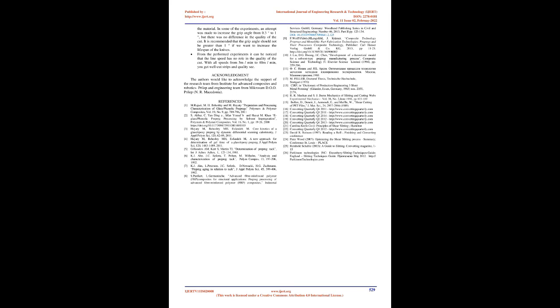D. Choice of linear speed. An experiment was made with different line speeds and cutting of different materials, and the results are given in table 6. From the experiments performed, it can be noticed that the line speed has no role in the quality of the cut. With all speeds from 5 m/min to 40 m/min, you get well-cut strips and quality section. However, it should be taken into account that the determination of the line speed depends on the type of material, whether it is sticky, whether there are frequent defects in the input material, whether there has already been experience with cutting that type of material, etc.